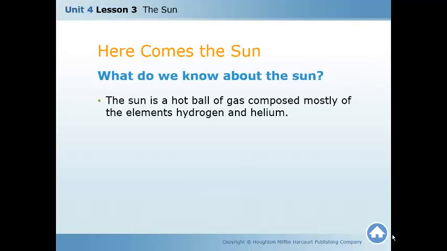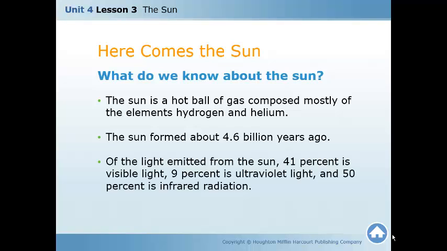What do we know about the Sun? The Sun is a hot ball of gas composed mostly of the elements hydrogen and helium. The Sun formed about 4.6 billion years ago. Of the light emitted from the Sun, 41% is visible, that means the light that we can see. 9% is ultraviolet, that's the stuff we protect our skin from, UVA and UVB rays. And 50% is infrared radiation. Without the Sun, there would be no life on Earth. It really keeps the plants growing, keeps the Earth warm so humans can inhabit it and other creatures and living things.